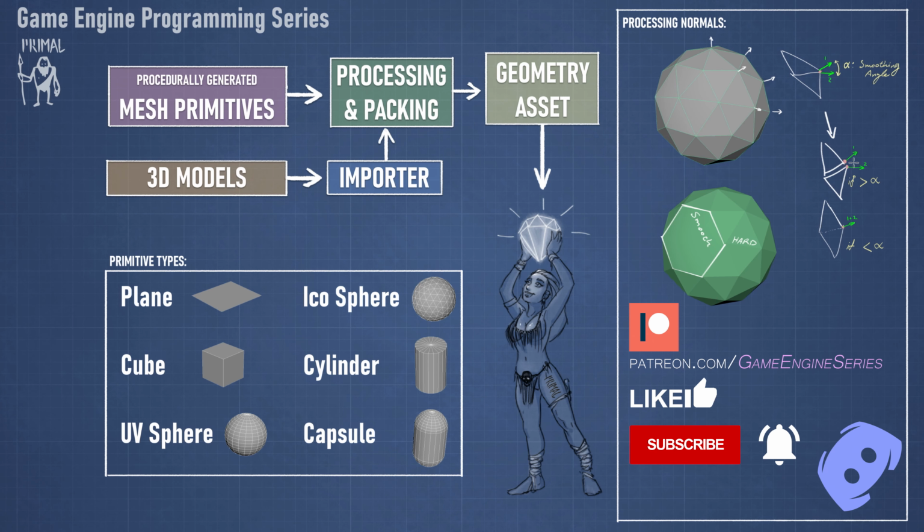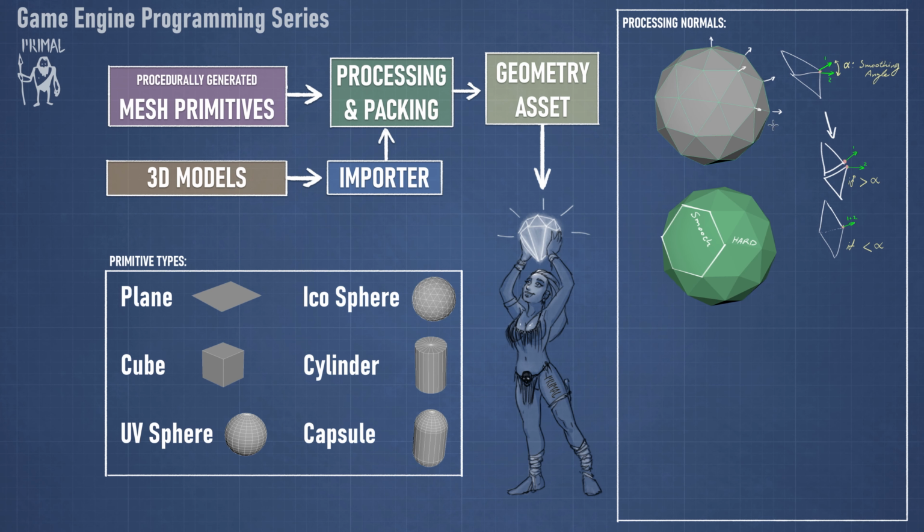Now that we have some initial data for a mesh, we can go ahead and write the processing part of the geometry pipeline. In this video, I'm going to write a function that determines what the normal vector should be at each vertex. Using this function and the smoothing angle, we can define soft edges and hard edges for our mesh geometry.